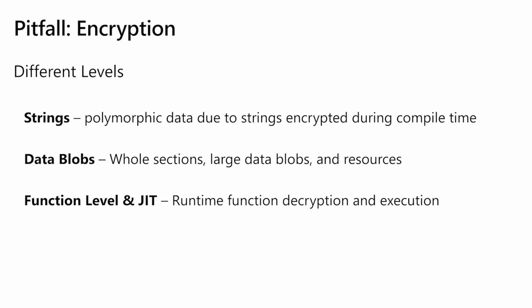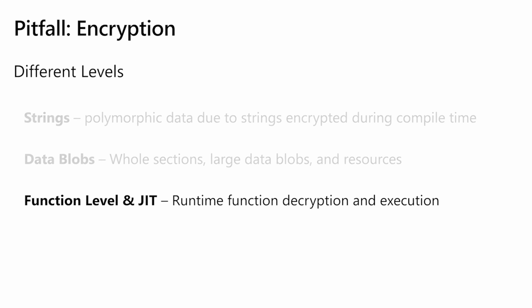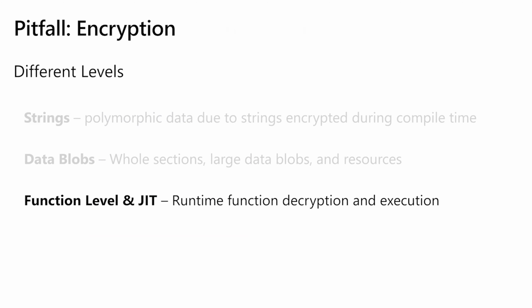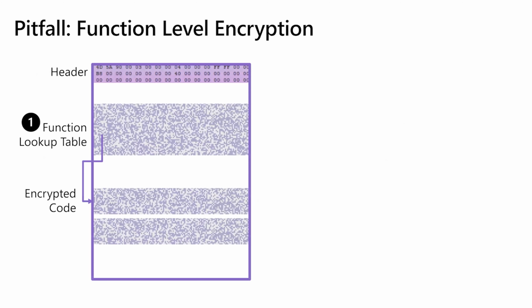And then function level JIT. I've only seen this in very complex malware or APT level malware. Let me explain. Basically what it does is it allocates memory. Did I talk about it? Yeah, function level encryption. It allocates memory just like I explained before.